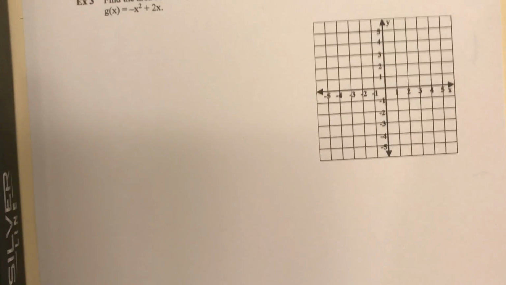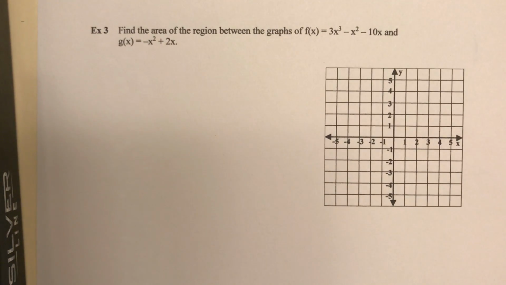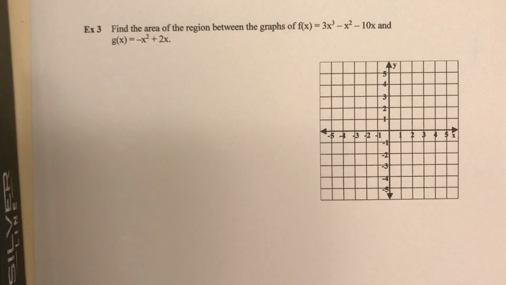Okay, let's try one more. So let's go to number 3. Number 3, we have two functions, 3x cubed minus x squared minus 10x, and negative x squared plus 2x.